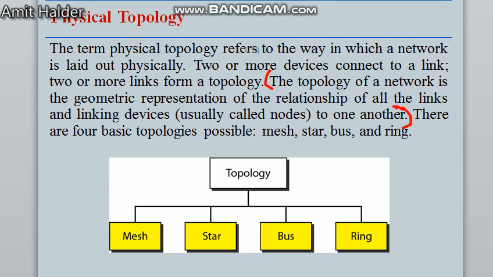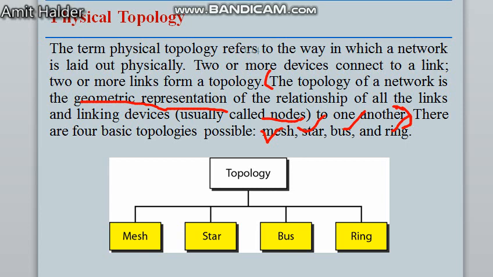That means that is a geometric representation of the relationship of all the links and linking devices with each other, and each of the linking devices is known as a node. There are four basic topologies: mesh topology, star topology, bus topology, and ring topology. You can visualize it by the geometrical shape itself.